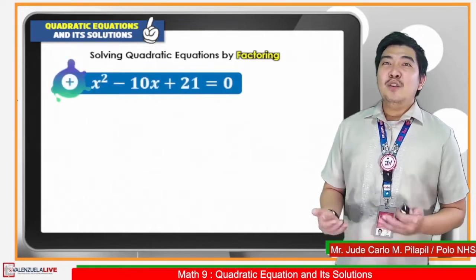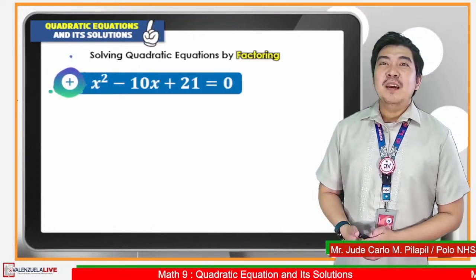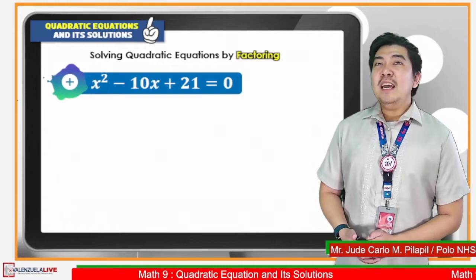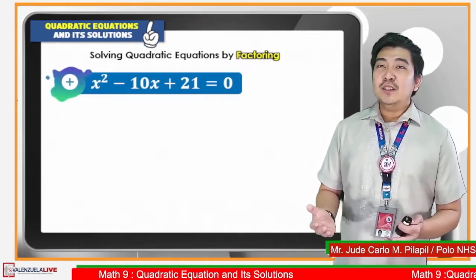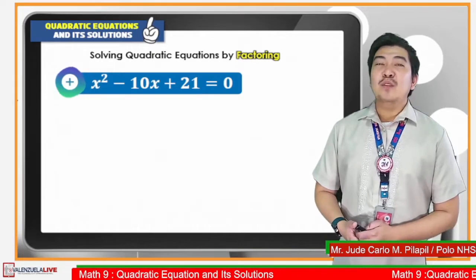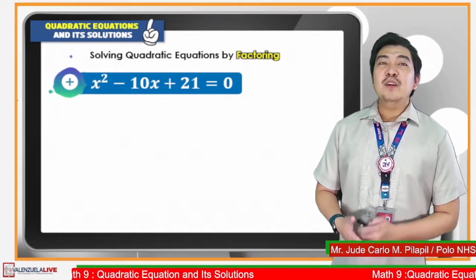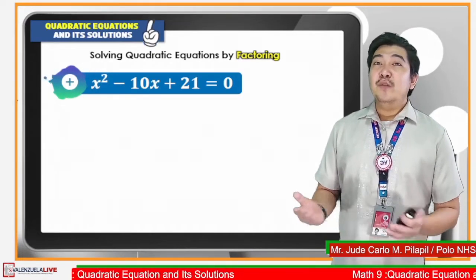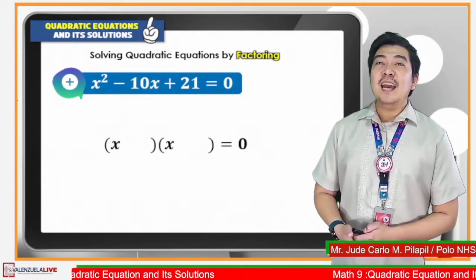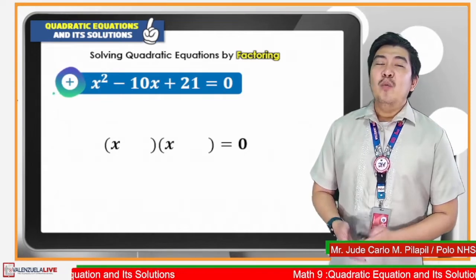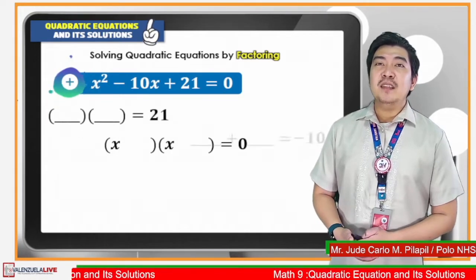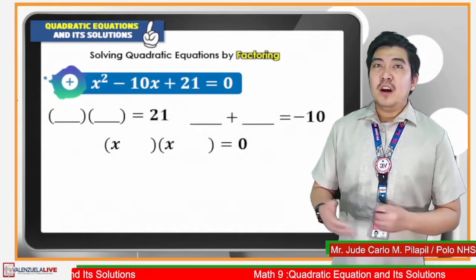Let us now go to the last example. x squared minus 10x plus 21 is equal to 0. First, we need to find its factored form. So using factoring general trinomial, the factors of x squared are x and x. Think of factors of 21. When added, the sum is negative 10. So what are the numbers?